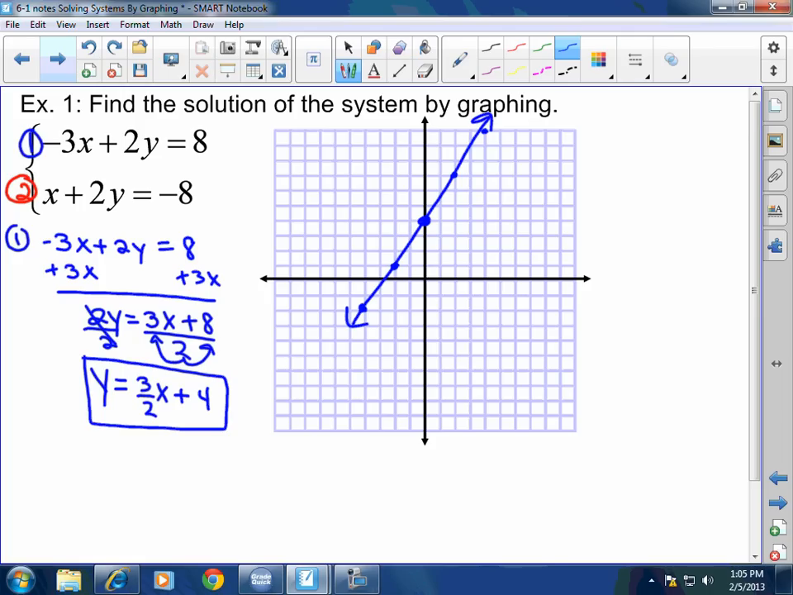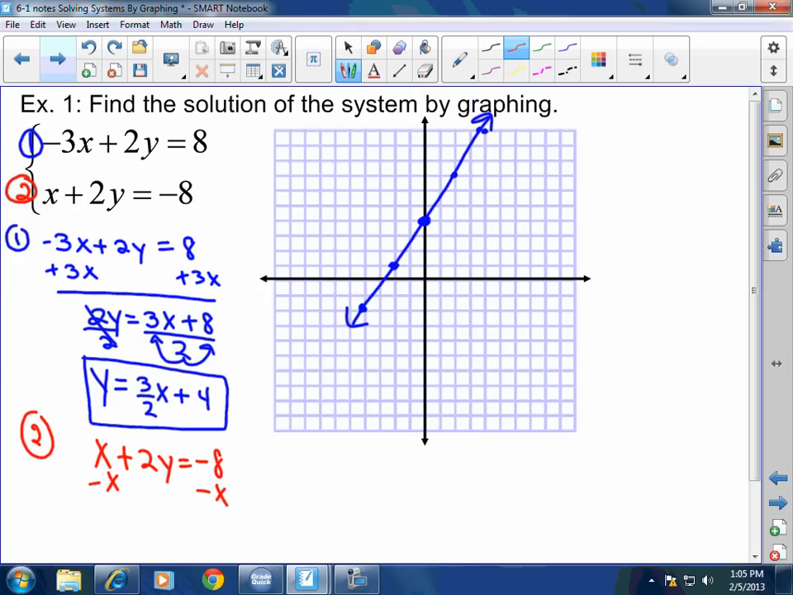And there you go. We're golden. Now, next one. Let's do number 2. I got x plus 2y equals negative 8. What do I have to do? How do I solve this bad boy? Subtract x to both sides.